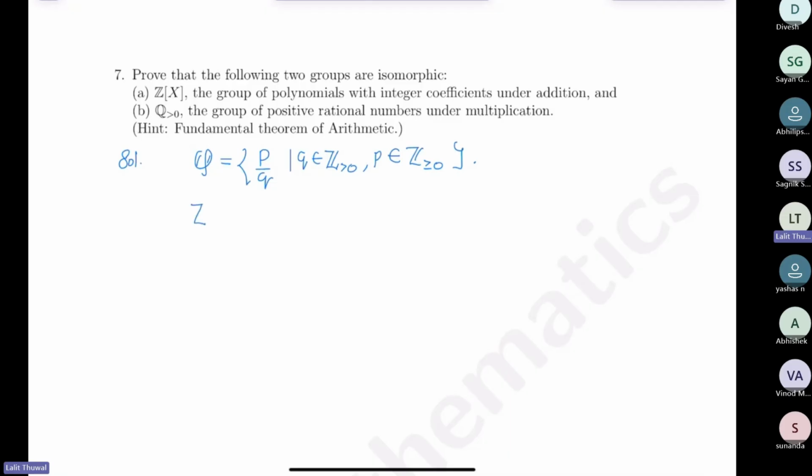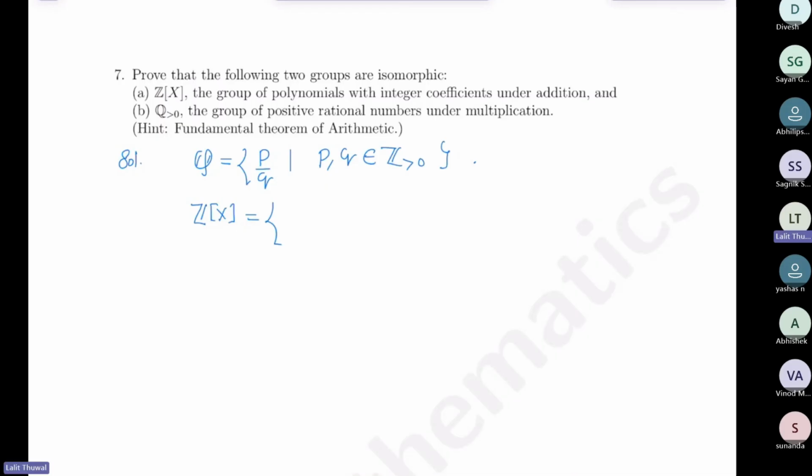And the polynomial is not allowed. What is not allowed? And P also should be strictly greater than 0. Yeah, right. Thank you. Right, take 0 also now.